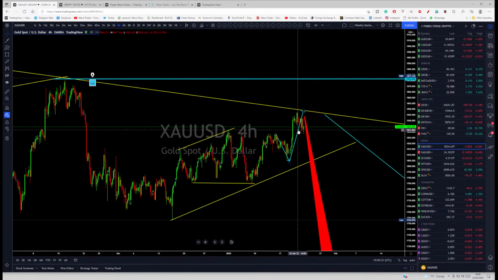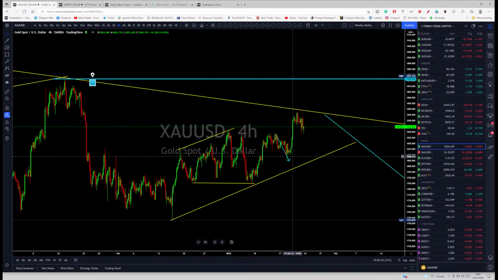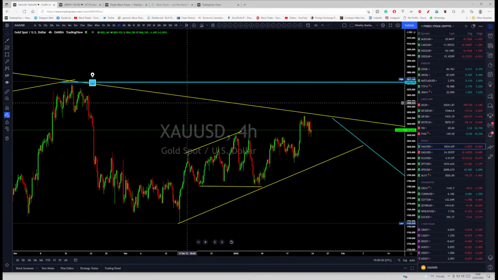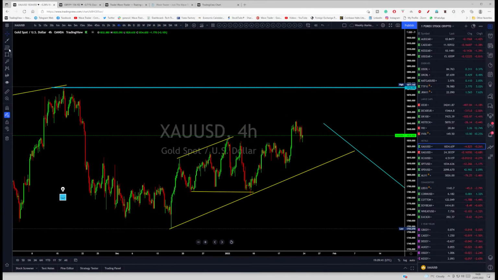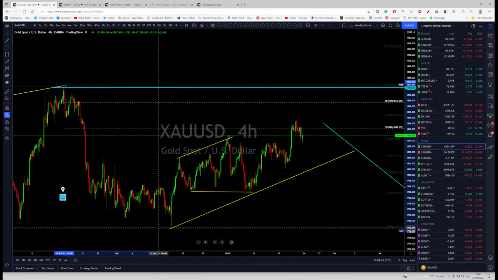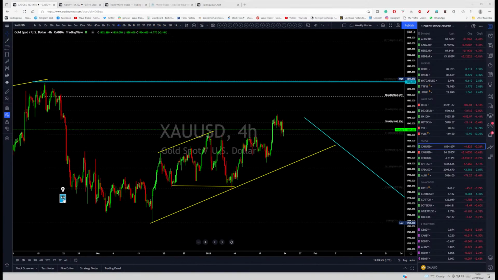If I draw some fib lines over there, let's remove that. These fib lines. Price is retracing back to that impulsive move and is around 70%. So at max it can rise for more upside, like that.